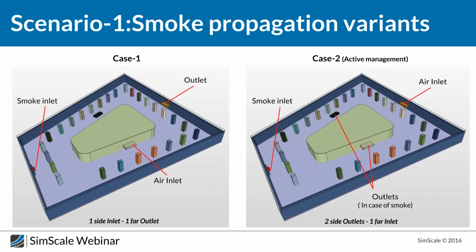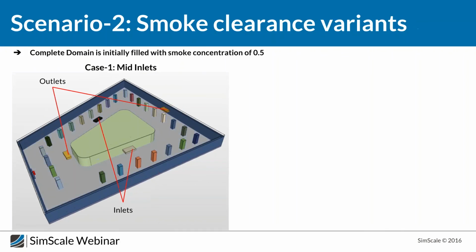It means that maybe when there's no emergency, you don't need to have 2 outlets. You only need to have 1 inlet and 1 outlet. You could save a lot of energy, and this reduces the complexity of the system. But in case something happens, in this case when we have this smoke inlet, you want to change the functionality of the system in order to be able to handle this emergency case fast and safe. So these 2 would be covered in scenario 1.